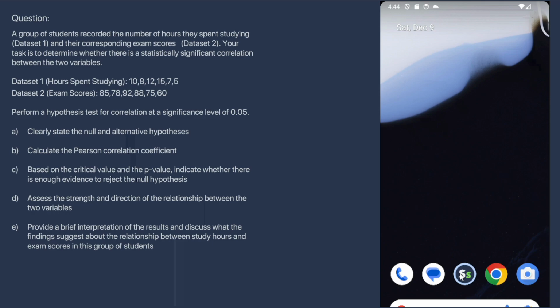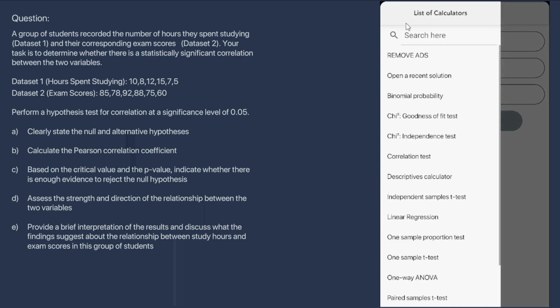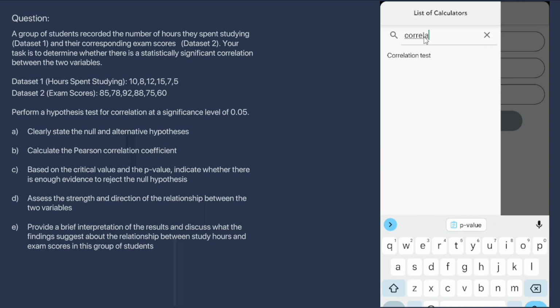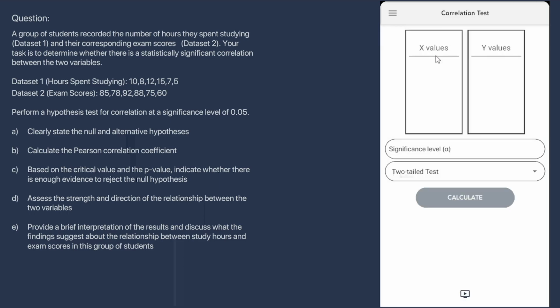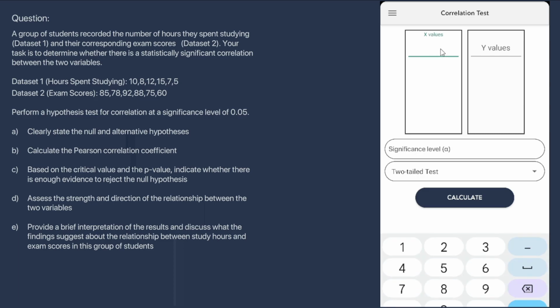We start by opening the app, then click this menu bar and search for correlation test. We will be presented with two boxes where we will input the given datasets. For the X values, we will input dataset number 1, which is hours spent studying: 10, 8, 12, 15, 7, and 5. Now for dataset 2, the Y values, this will be the data for the exam scores: 85, 78, 92, 88, 75, and 60.